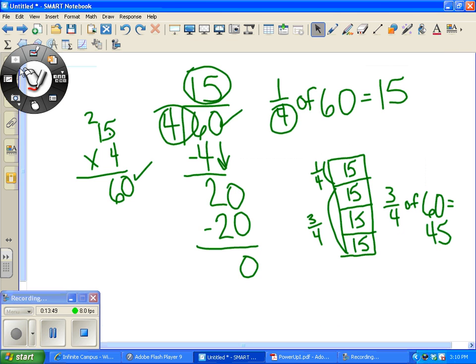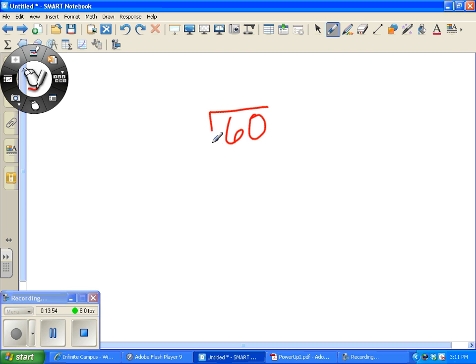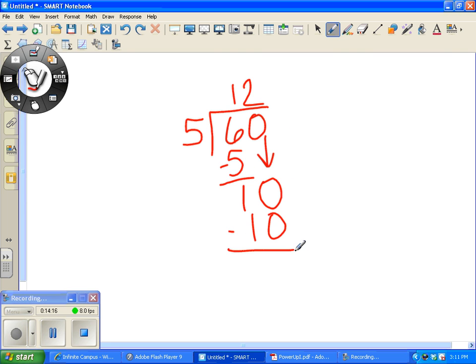And 1/5 of 60. We're just chopping 60 up a lot today. Divided into fifths, that means 5 pieces. How many groups of 5 can I get out of 6? 1. 1 times 5 is 5. Subtract, whoops, 6 minus 5 is 1. Bring down the 0. How many groups of 5 can I get out of 10? 2. 2 times 5 is 10. Minus 10 is 0. There's nothing left to bring down, so 1/5 of 60 equals 12.